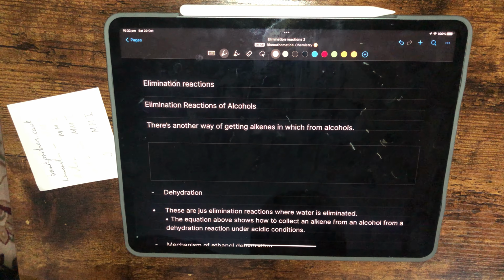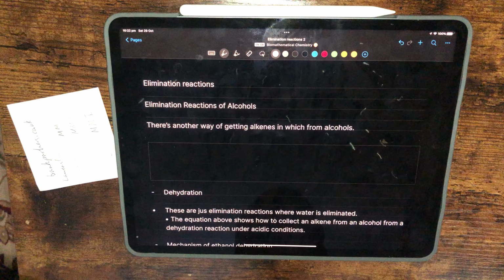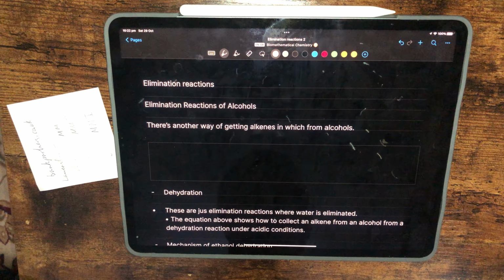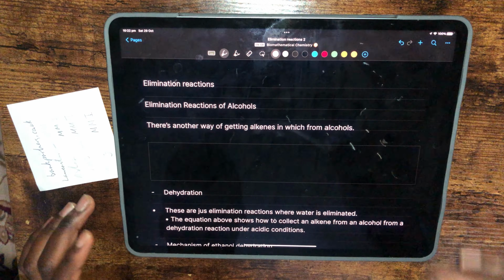Welcome to another AQA AS Chemistry video, and today we're going to be doing the second part of elimination reactions. The first part was the elimination reactions of halogenoalkanes, but this time we're going to be doing the elimination reactions of alcohols. So far we've seen how to oxidize alcohols to get aldehydes, ketones, and carboxylic acids, but we can also get alkenes from alcohols. I'll just show you the general equation for that here.